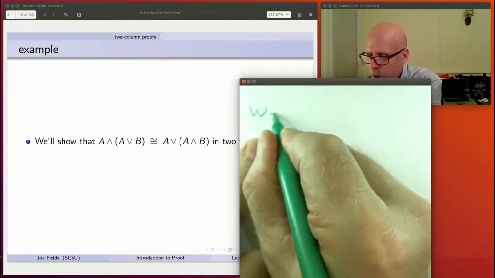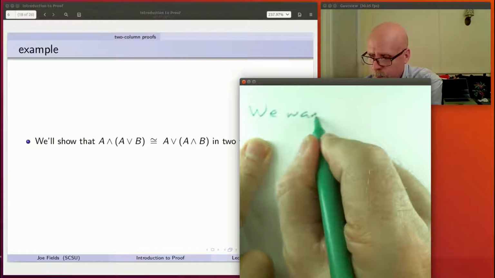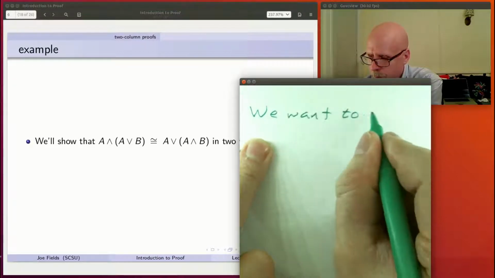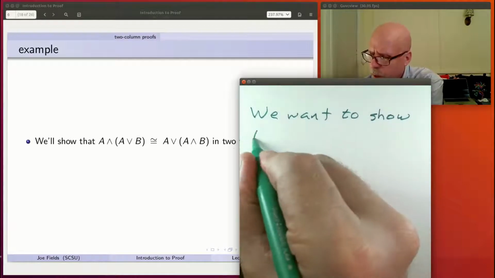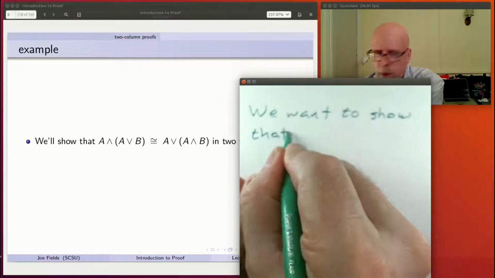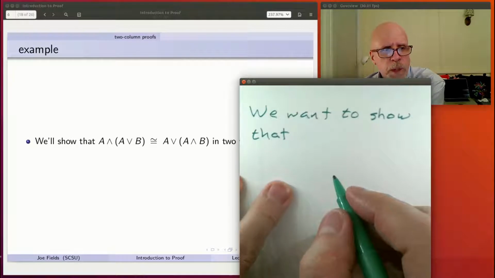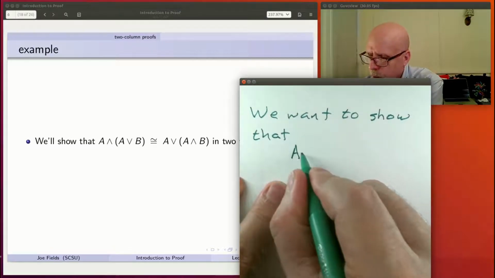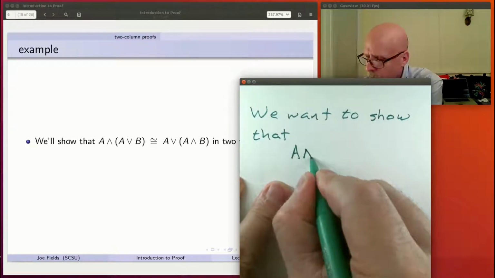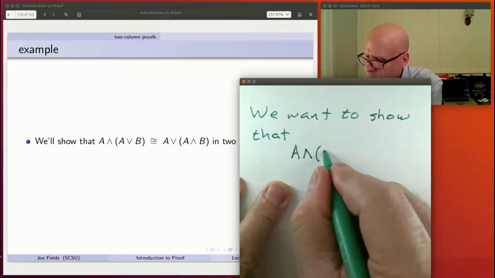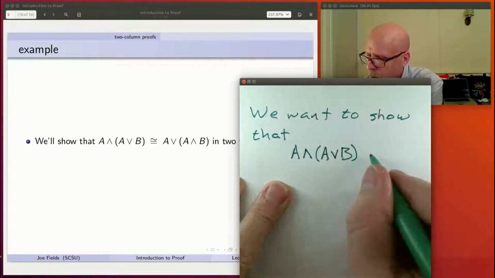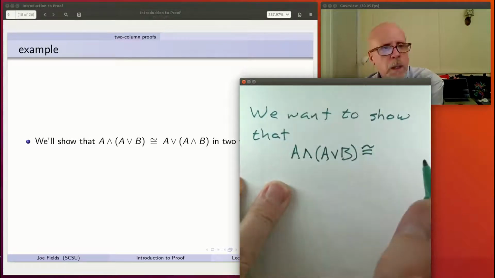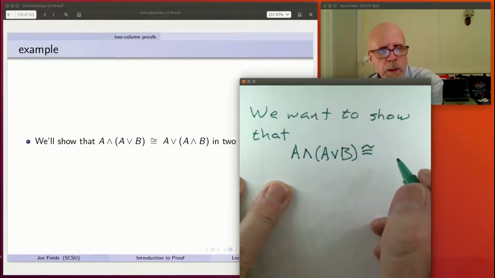First, start off by saying we want to show... I feel like the word that can be put there is sort of optional. We want to show that A ANDed with (A or B) is equivalent to A ORed with (A and B).